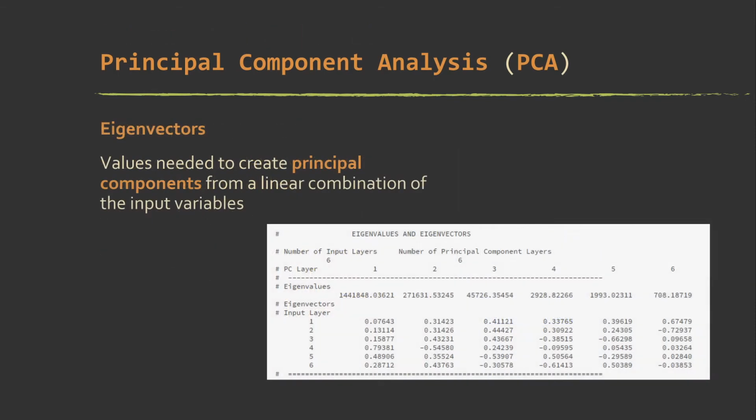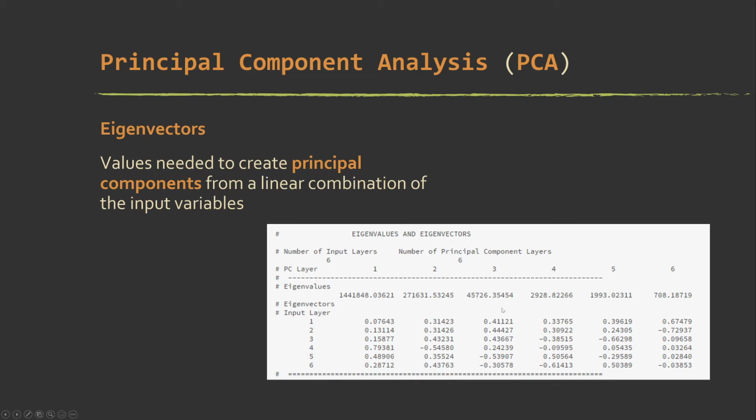To do principal components, you look at the correlation using a correlation matrix, and the output will be what's known as eigenvectors. Effectively, these are the values that you use to transform the raw variables into the new principal components, the uncorrelated variables.